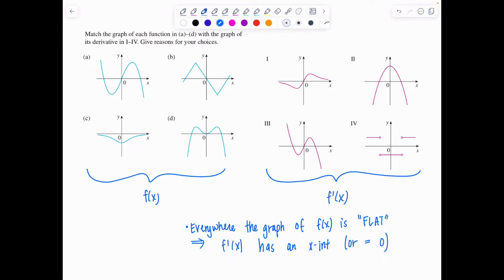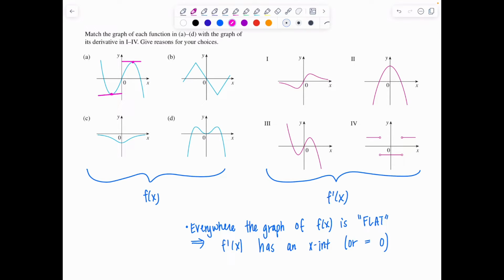So let's just start off with a. This is f of x, and let me see if I can figure out which graph is its derivative. So do my little trick. Start by looking, where is it flat, right? Where would I have horizontal tangents? So right here, the tangent line would be horizontal, yes? And then right here also.